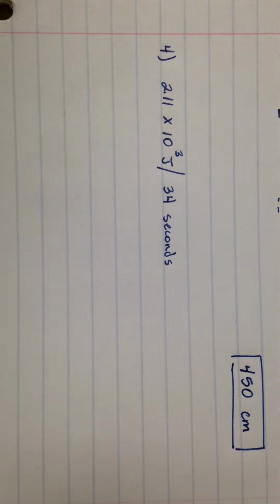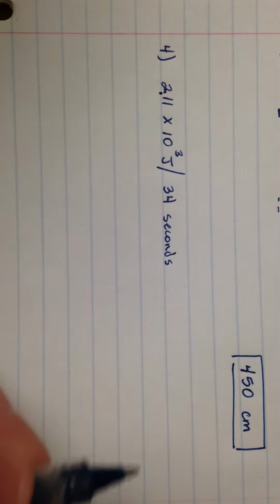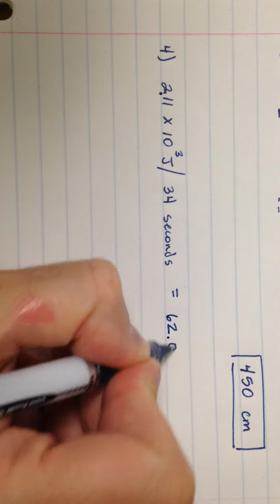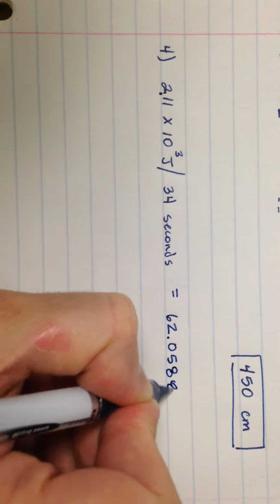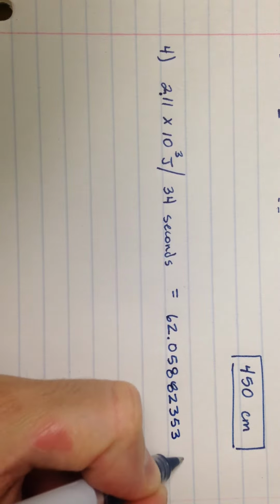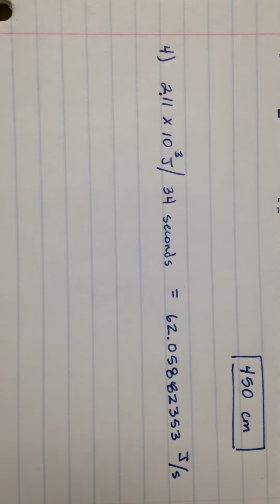And then one more example problem for you guys. I have this is a decimal, 2.11 times 10 to the third joules divided by 34 seconds. So when I type this into my calculator, it tells me the answer is 62.05882353 joules per second.